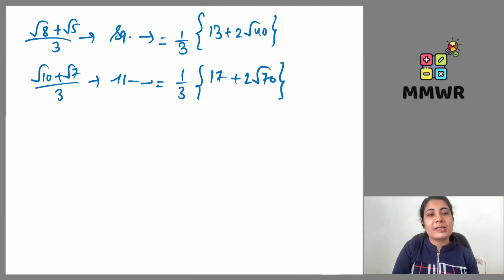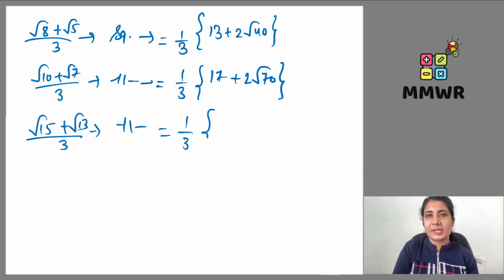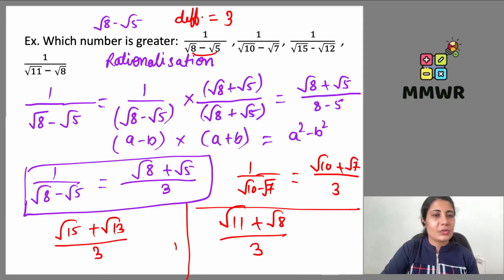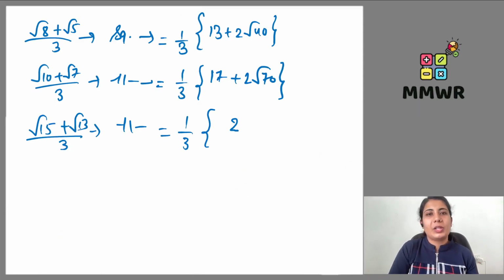Next value is (√15 + √12)/3. So I will find the square here, which gives me 1/3 of... sorry, 15 plus 12 it is. So 27, 15 plus 12, 27 plus 2√180.